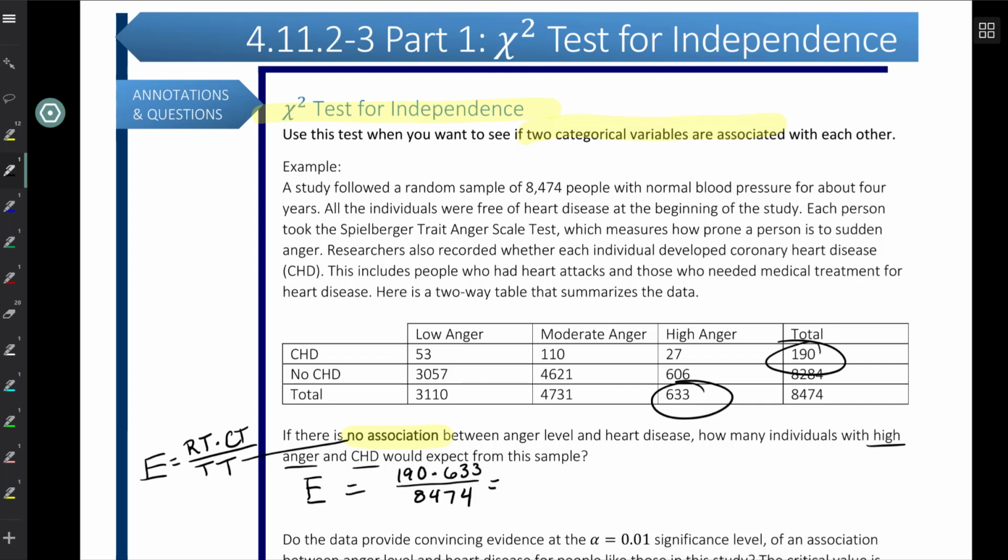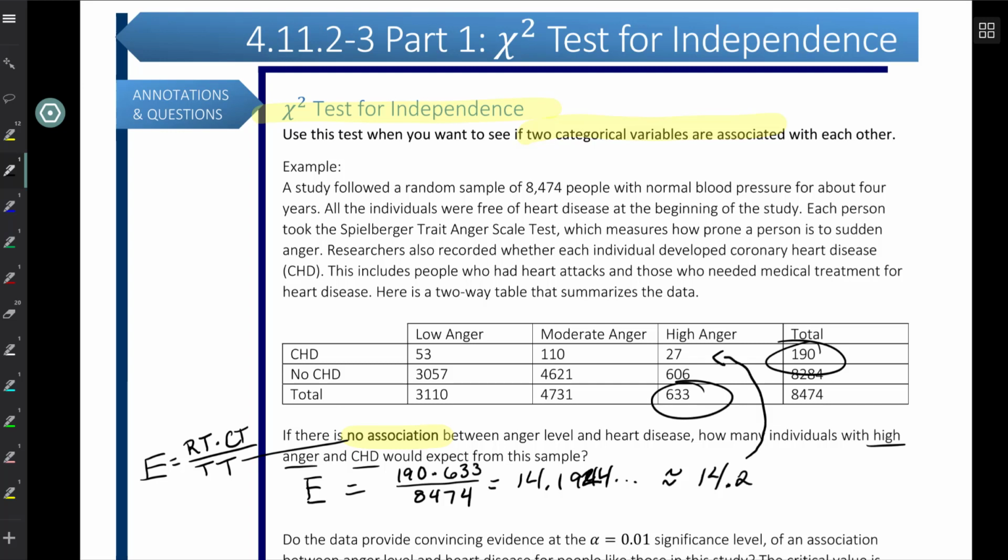And this gives us, in this sample of 8,474 people, if there is no association, no link, one is not more or less likely to get heart disease based on their anger level, we can calculate this. If we go ahead and punch this into a calculator, we get 14.192 and so on and so forth. If we round that to 3 sig figs, that's going to be about 14.2. So that's how many we would expect to see if there's no association.